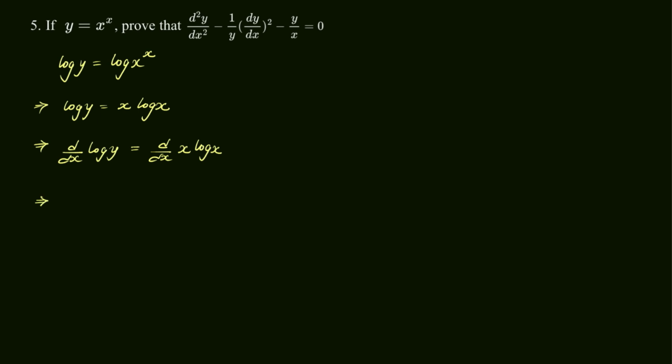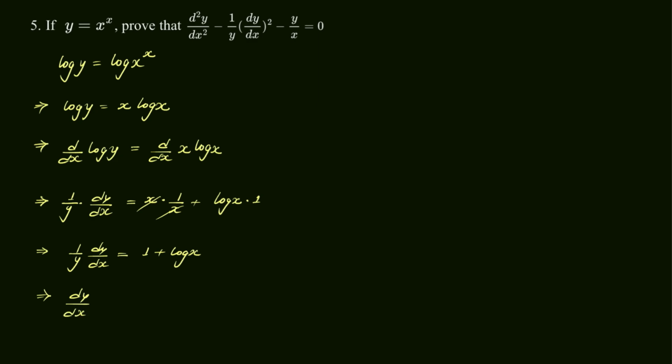So this implies d/dx of log y will be 1/y into dy/dx equals, using the product rule, we keep x first and differentiate log x, and d/dx of log x is 1/x, plus keeping log x first and differentiating x, we get 1. Hence 1/y dy/dx equals, here x and x got cancelled, so we simply get 1 plus log x. That means the value of dy/dx will be equal to y into (1 plus log x).